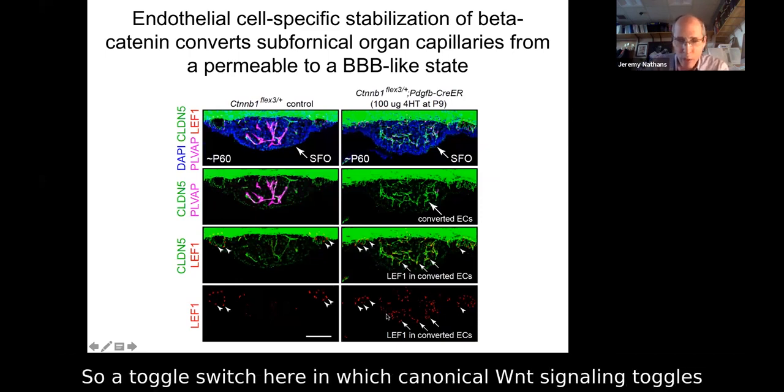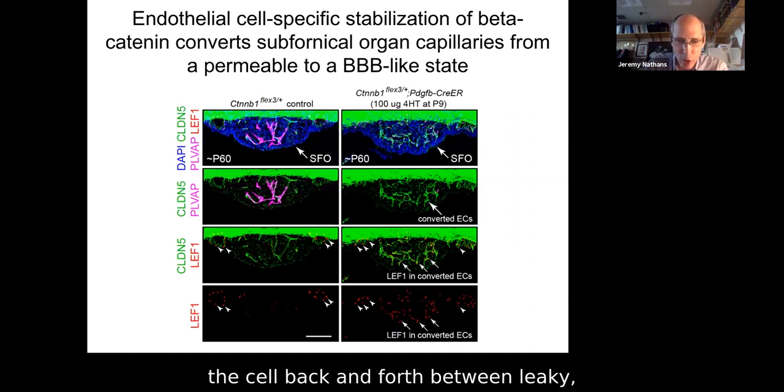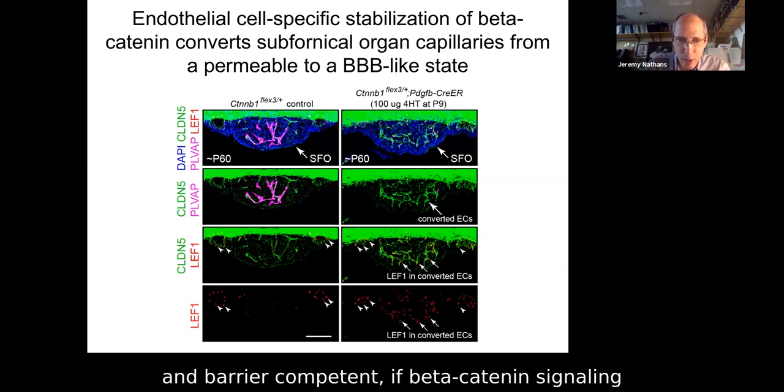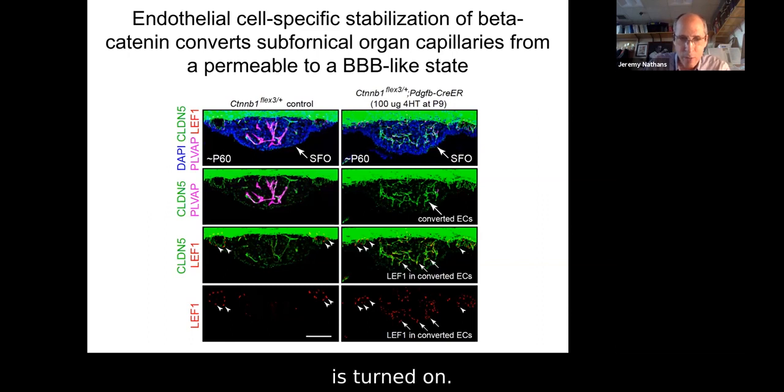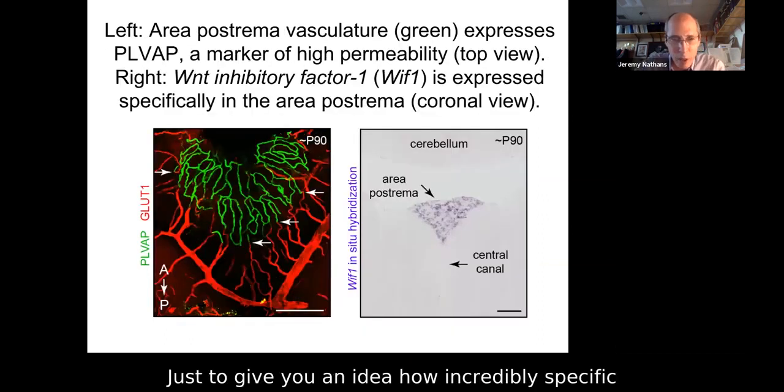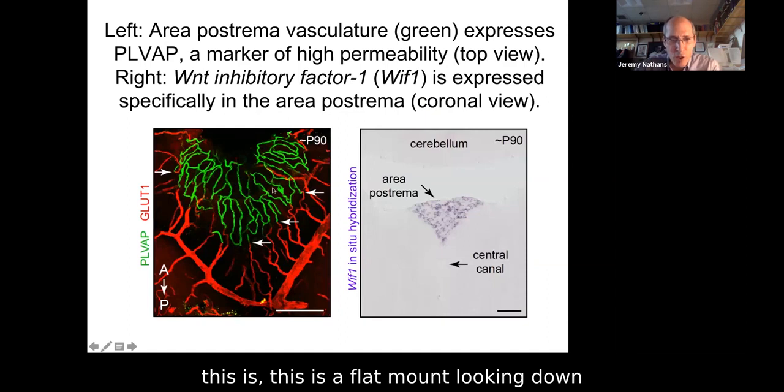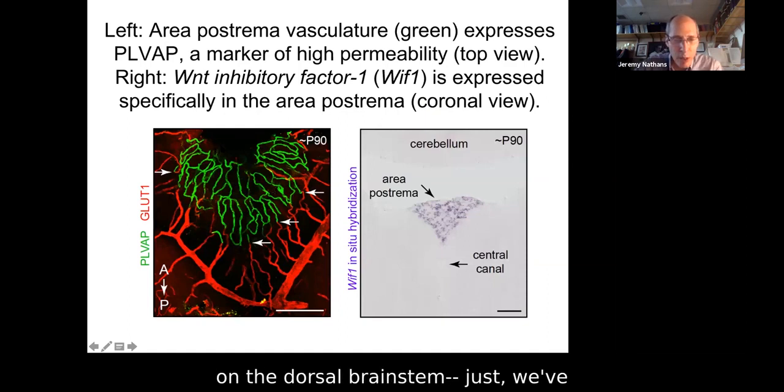So a toggle switch here, in which canonical Wnt signaling toggles the cell back and forth between leaky, if beta-catenin signaling is suppressed, and barrier competent, if beta-catenin signaling is turned on. Just to give you an idea how incredibly specific this is, a flat mount looking down on the dorsal brainstem. We've peeled away the cerebellum.